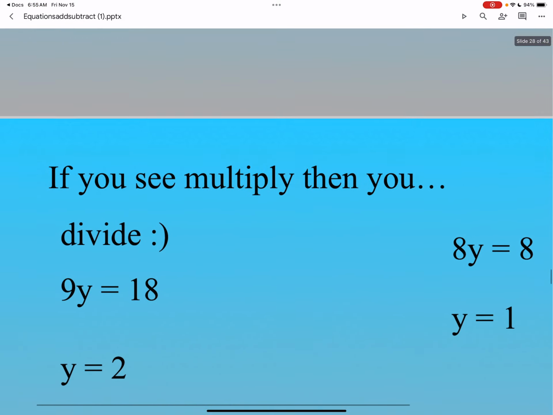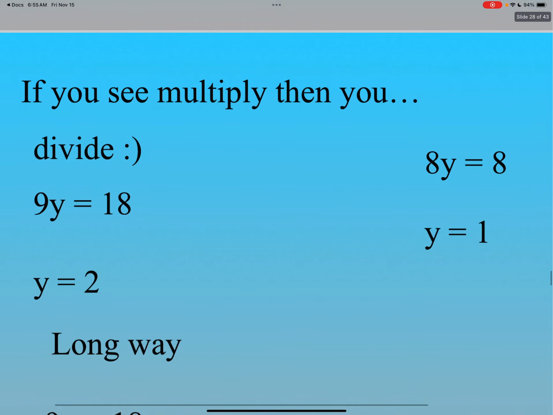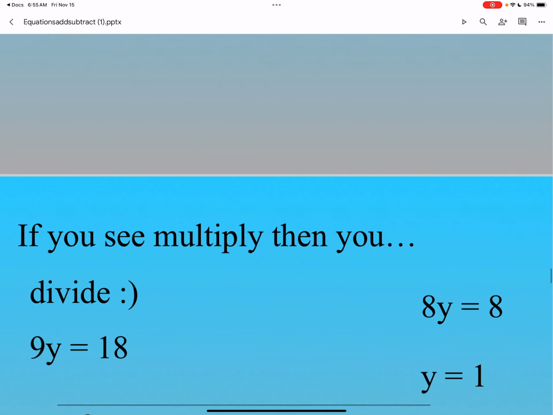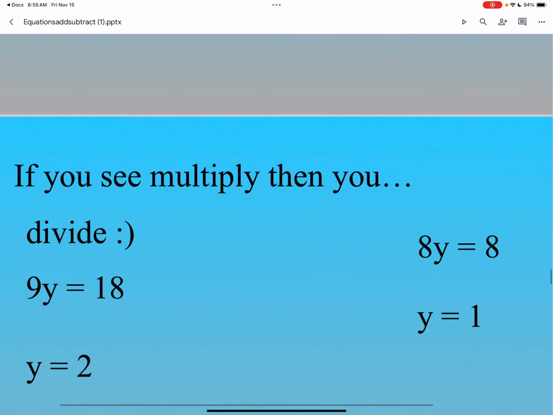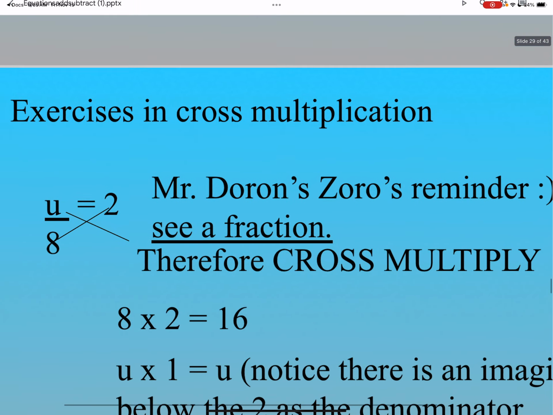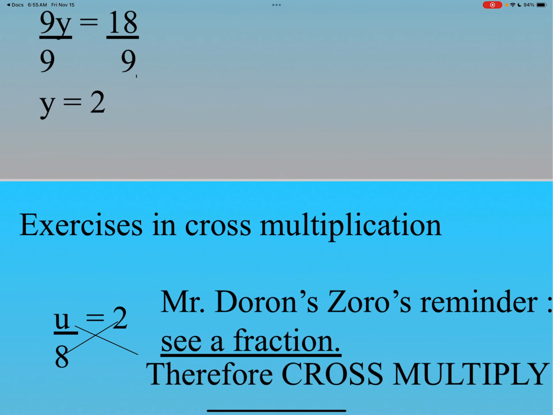These are a little bit more challenging here. You got 9y is equal to 18. You know you divide both sides by 9, y is equal to 2. This is the kind of stuff that you're doing and reviewing. You see something like that. Mr. Doron talked about Zorro. He brought in the sword and did cross multiplication. That's what happens when you have a fraction and you have a term like this.